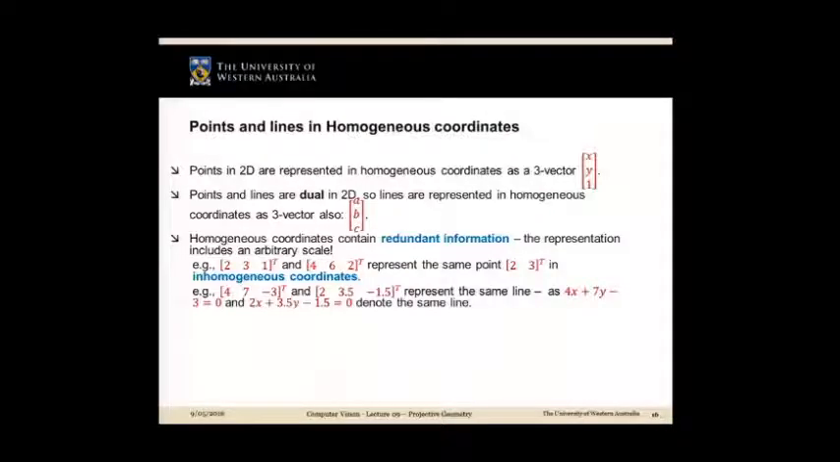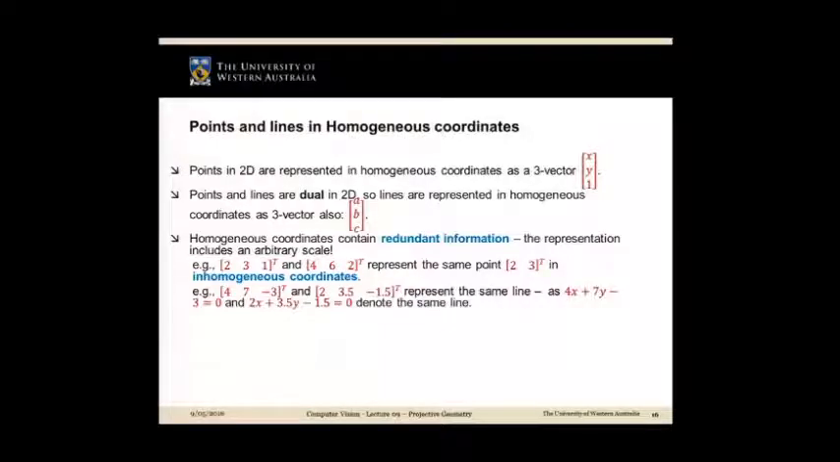Yes, that's true. So this is just the representation in homogeneous coordinates. Make sure that scaling in the end is very important. You just divide by the last number to get your actual image coordinates in inhomogeneous coordinates, right? Now similarly, the lines (4, 7, -3) and (2, 3.5, -1.5) represent the same line.